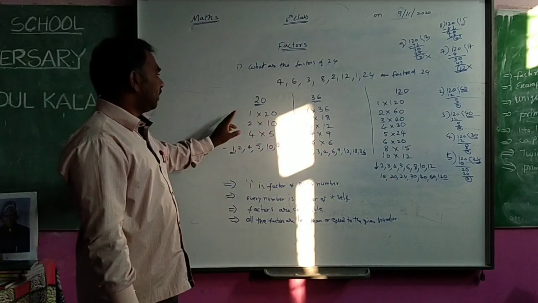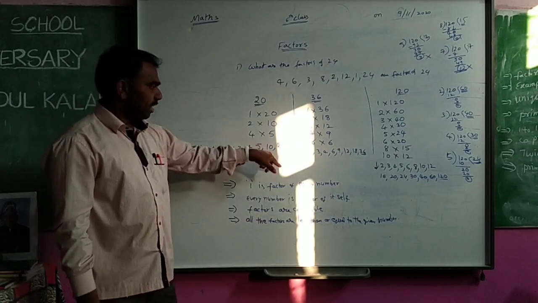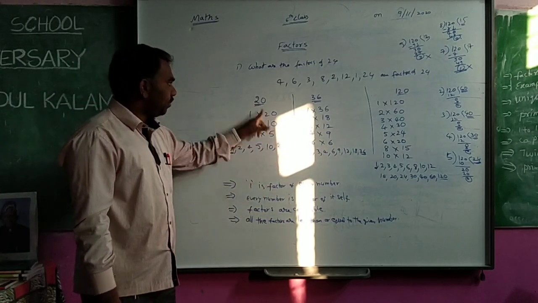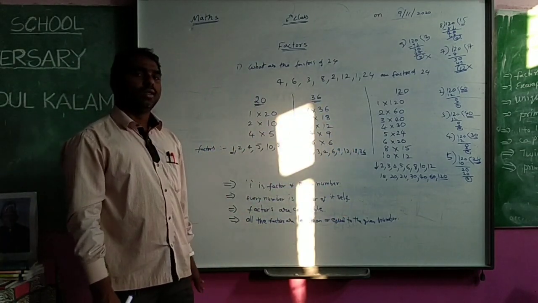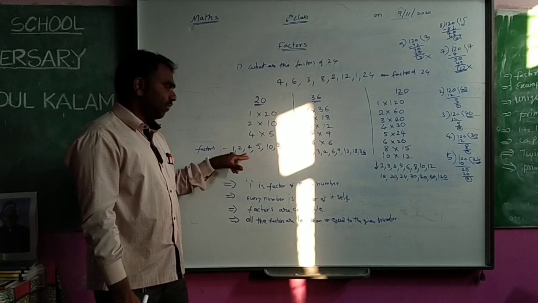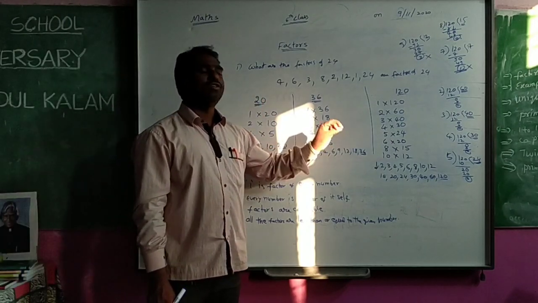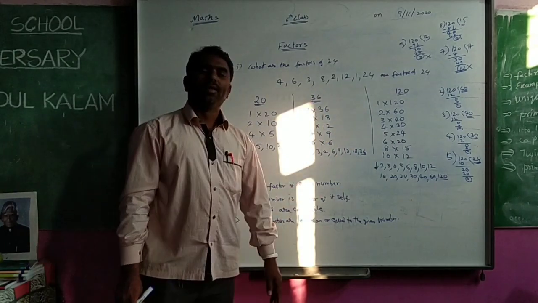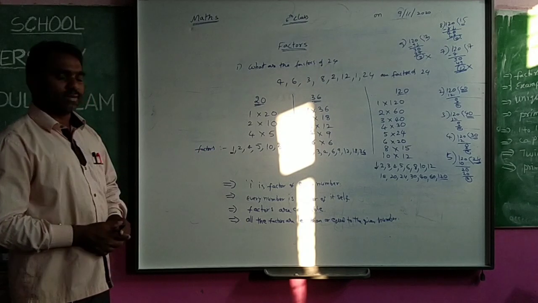When I found the factors of some number, I found that 1 is a factor of every number, and every number is a factor of itself, and factors are countable, and factors are less than or equal to this number. There is nothing more than this number. So these are the points I found when I observed the factors.